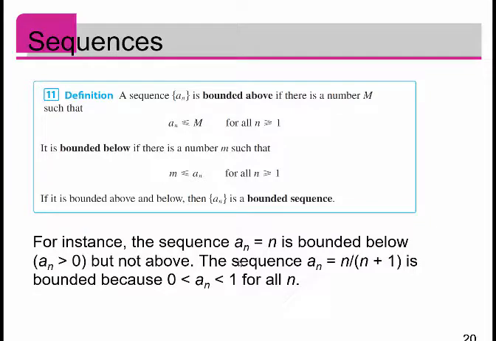So a sequence is bounded above if there is a number M such that the entire sequence is less than that number for all values n greater than or equal to 1, and it's bounded below if it never crosses a certain value. And so if it is bounded above and below, then we say a_n is a bounded sequence. So for instance, the sequence a_n equal to n is bounded below. a_n is greater than 0 but not bounded above. The sequence a_n equal to n divided by n plus 1 is bounded because 0 is less than a_n is less than 1. So it's bounded between 0 and 1, where this one here is only bounded below.